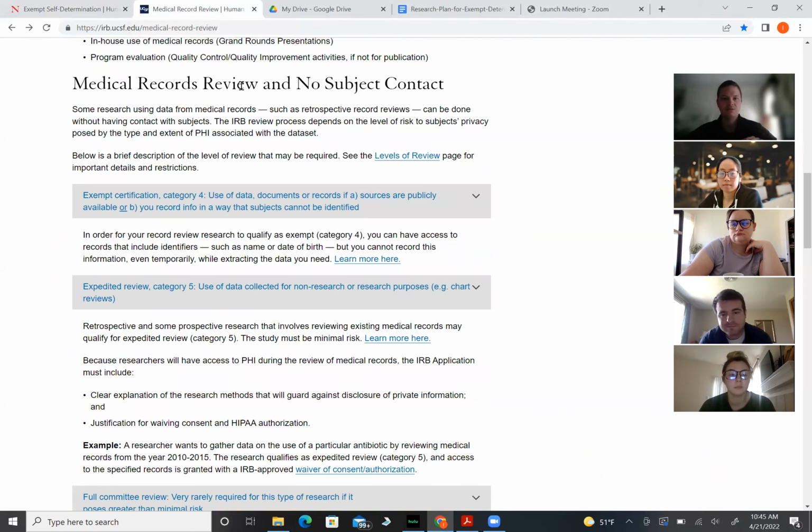Medical records review and no subject contact. It goes on to state that some research using data from medical records, such as retrospective record reviews, can be done without having contact with subjects. The IRB review process depends on the level of risk to subjects' privacy posed by the type and extent of PHI associated with the data set.